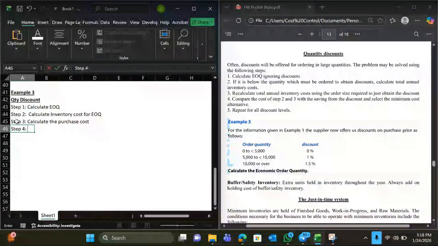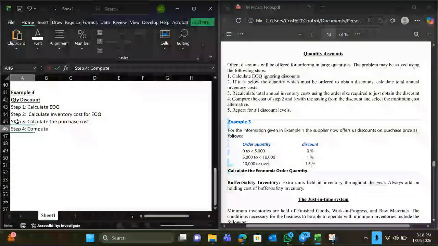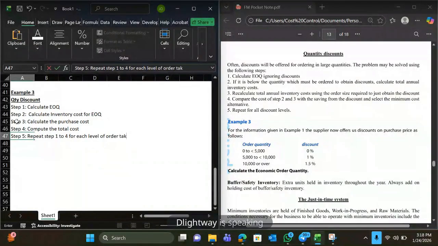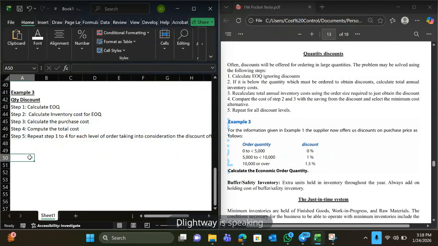Step 4: compute the total cost. Step 5: repeat step 1 to 4 for each level of order, taking into consideration the discount offered. I guess this is clear enough on what to do.